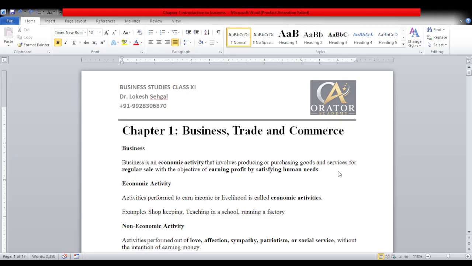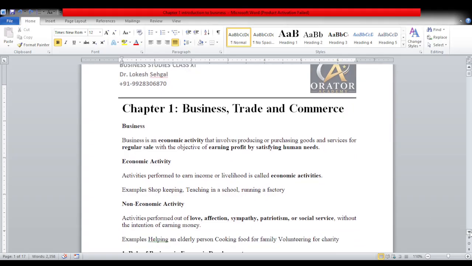Economic activity is related with generating income and earning a livelihood. A producer not only produces the goods, they sell them to the customer and earn their revenue. So this is how economic activities earn income or livelihood, which helps both parties, the consumer on one side and the supplier on the other, right? Now we are moving on to non-economic activity.